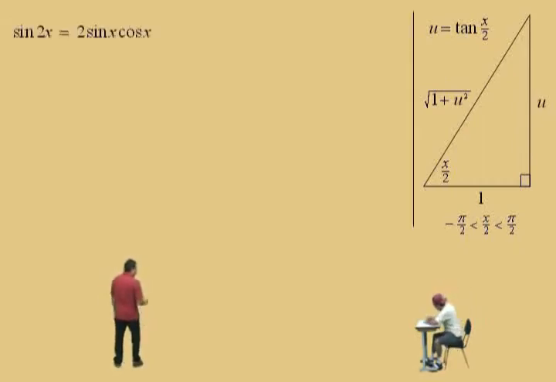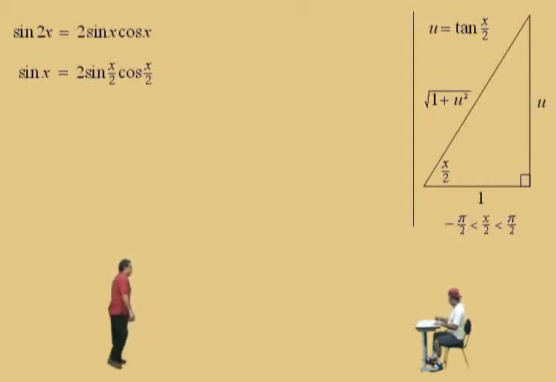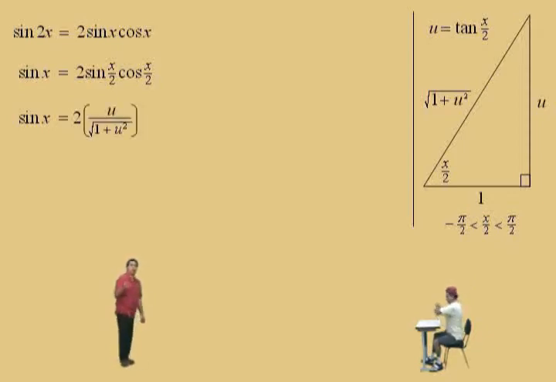Okay, Charlie. So now, let's go back. Remember the double angle. Sine of 2x was 2 sine x cosine x. Therefore, sine x was 2 sine of x over 2 cosine of x over 2. Look at our reference triangle now. We're going to replace sine of x over 2 with what? Here comes our substitution. Sine of x over 2 is u over square root of 1 plus u squared, because remember, sine is opposite over hypotenuse.